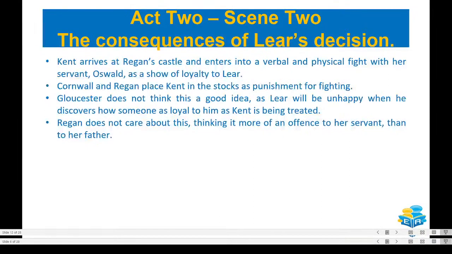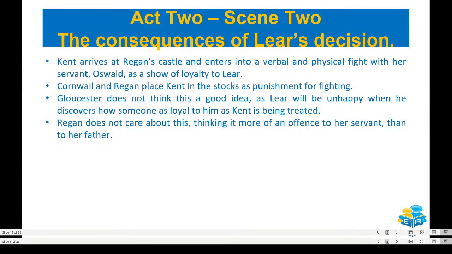Kent is one of Lear's, if not Lear's, most loyal and devoted servant. Alright, so the role of Kent in the play, it's something we'll speak about when we look at a session on characters. Cornwall and Regan then, they place Kent in the stocks as punishment for fighting. Gloucester doesn't think this is a good idea, so Gloucester arrives on the scene as Lear will be unhappy when he discovers how someone as loyal to him as Kent is being treated. Regan, though, she doesn't actually care about this, thinking it more of an offence to her servant than to her father. So what am I talking about here, guys?